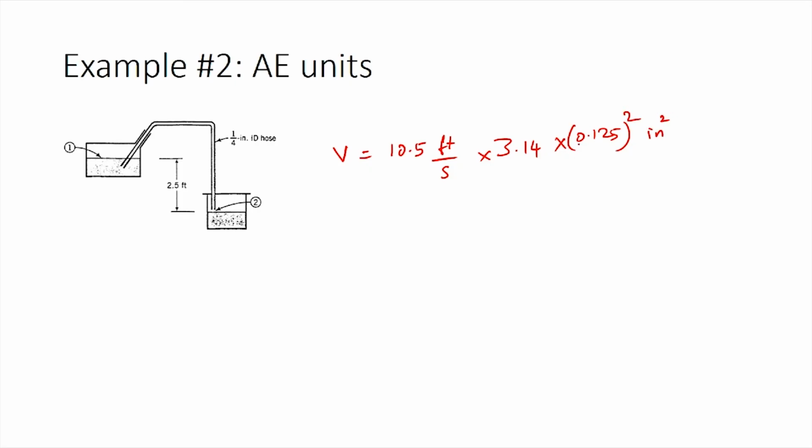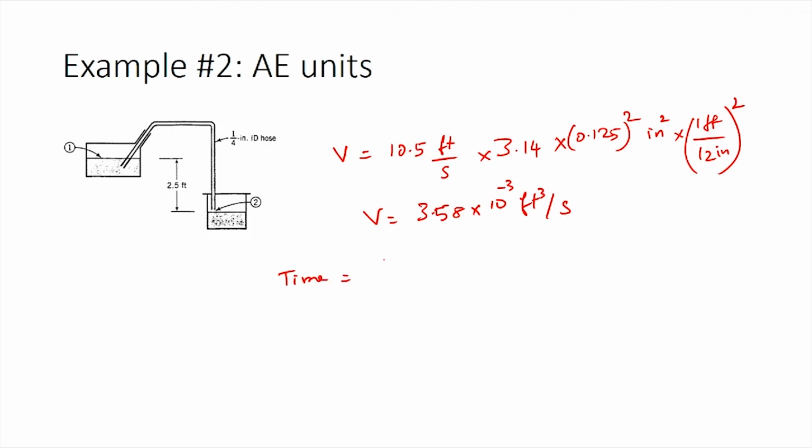and this inch can be converted to feet as 1 feet is basically 12 inches, and using this we would get volumetric flow rate as 3.58 times 10 power minus 3 feet cube per second. This gives us the volumetric flow rate in terms of feet cube per second. We now need to calculate the time taken for draining 5 gallons of gasoline. So, time taken would be equal to volume divided by volumetric flow rate.